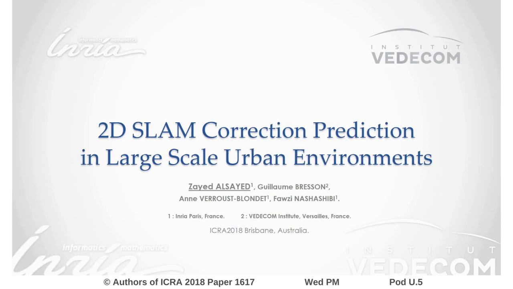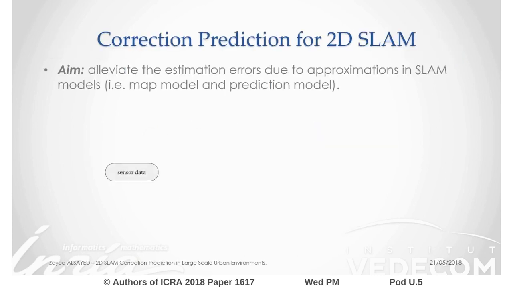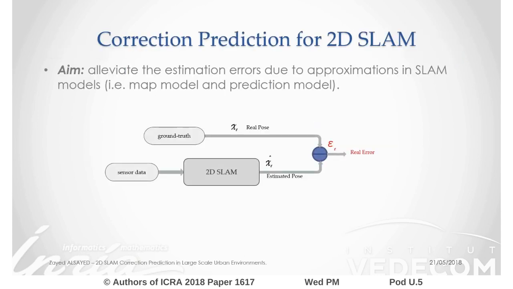Hi, this is Zayed Alsayed, and I'm going to present my work on correction prediction for 2D SLAM. The aim of this work is to reduce the errors that are induced by the approximations in SLAM models.